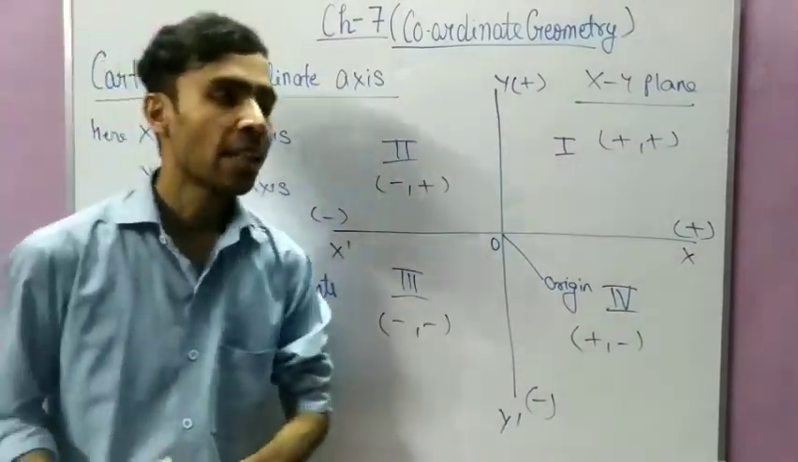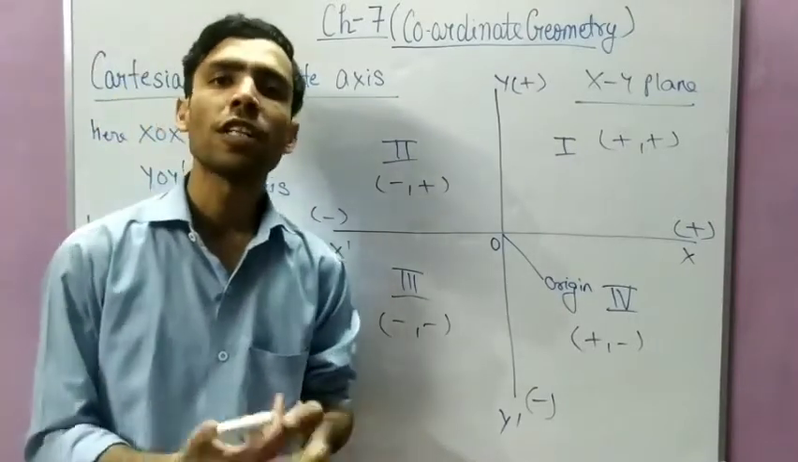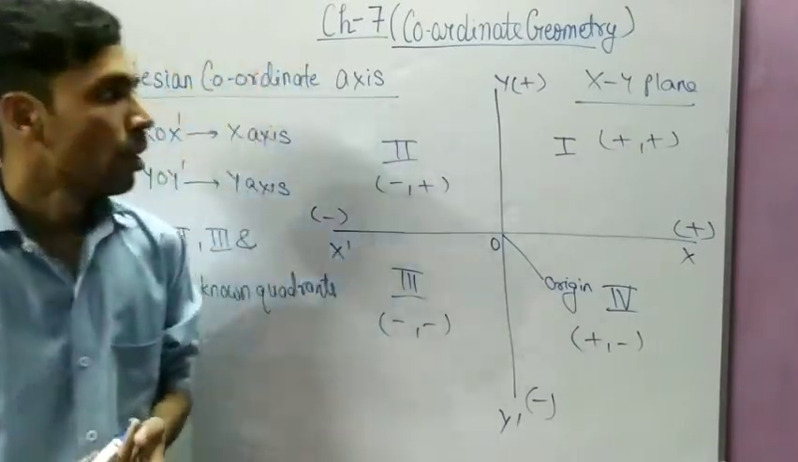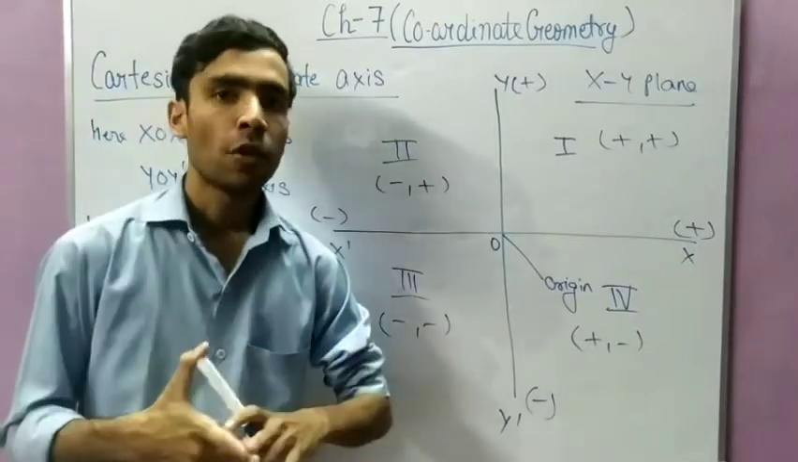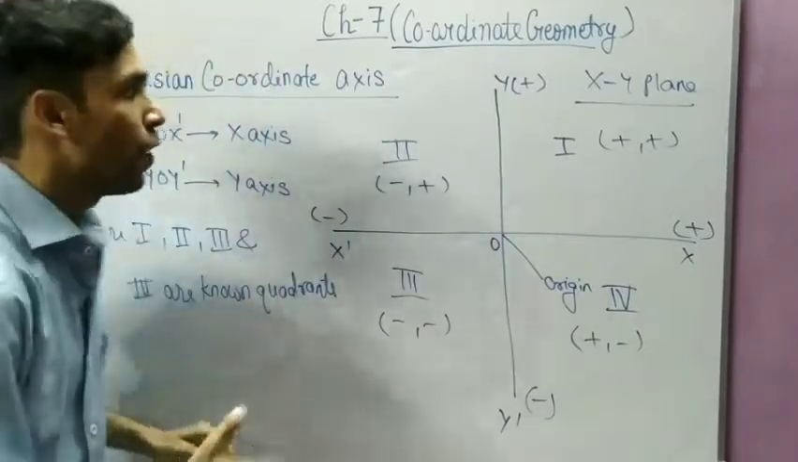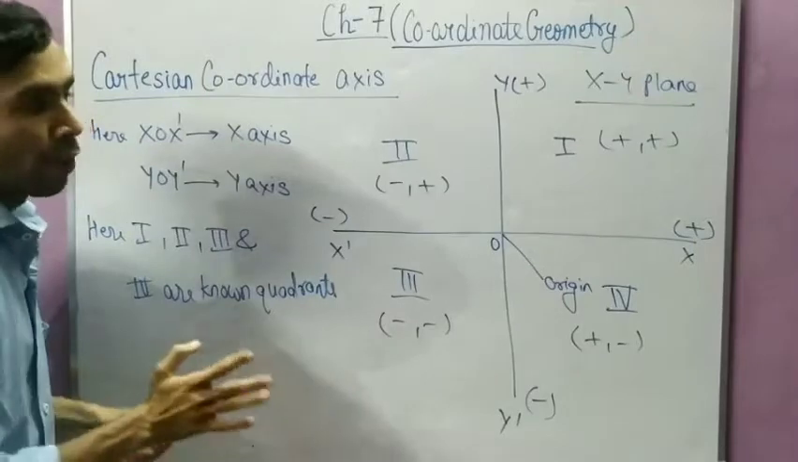Now the question is, what is a point and what are the coordinates of a point? I will tell you later. So first you draw this whole diagram. What have I started?